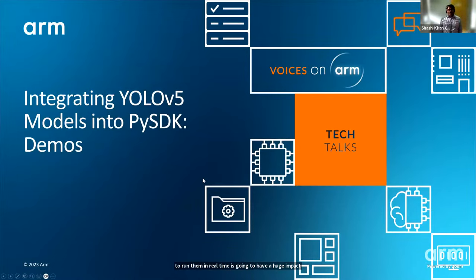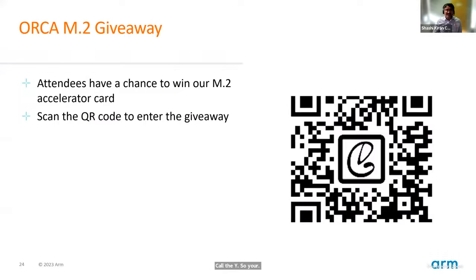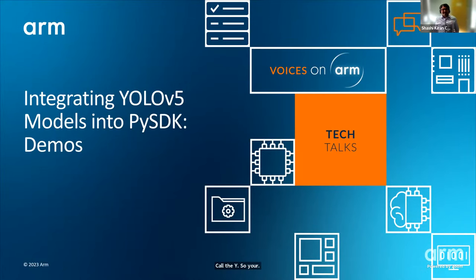So today we are going to focus on one class of models called YOLO V5. YOLO V5 is a very popular class of models that provide an excellent trade-off in terms of accuracy and speed. So we are now going to move into the demo part of our presentation.